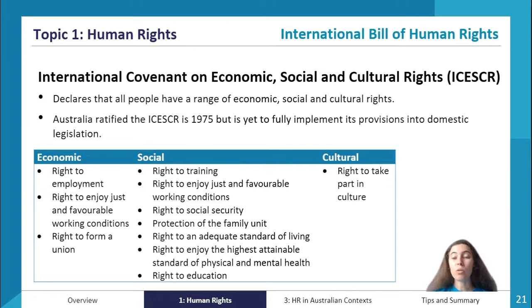And then cultural, the right to take part in culture. So all of the different cultural things that we have in society, different things that you can go to, festivals, different things like that. We all have the right to take part in our culture.